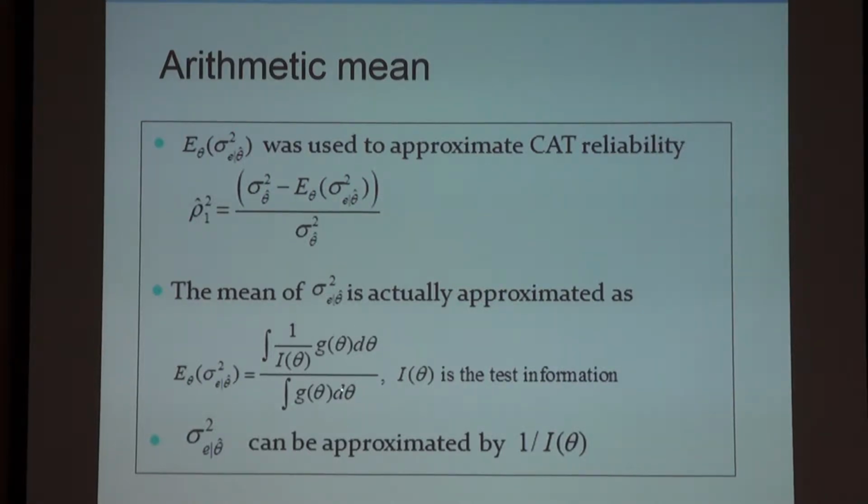Here you can use the test information function. This equation can be computed exactly: the integral of 1 divided by test information is marginalizing. Again, the error variance can be approximated by 1 divided by test information. So I use this formula to estimate IRT reliability.